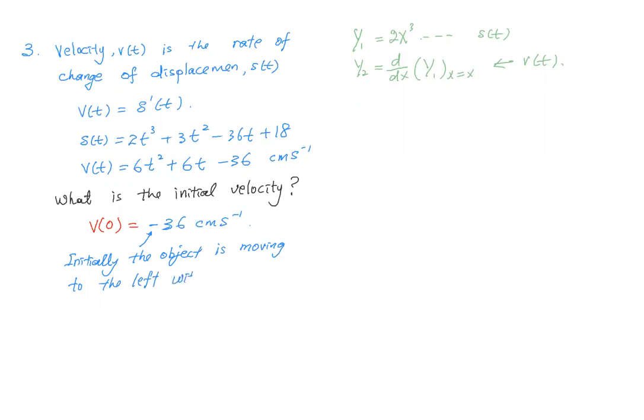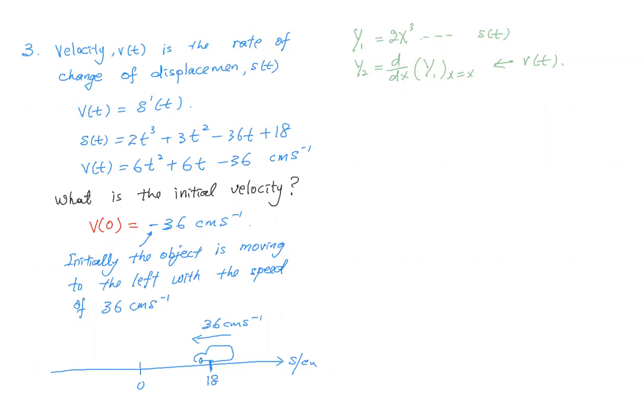With the speed of... so the magnitude is the speed of 36 cm per second. So just now, if you talk about the motion in a straight line, the object is here, 18 cm. Now I know this object is moving to the left, and the speed is 36 cm per second.